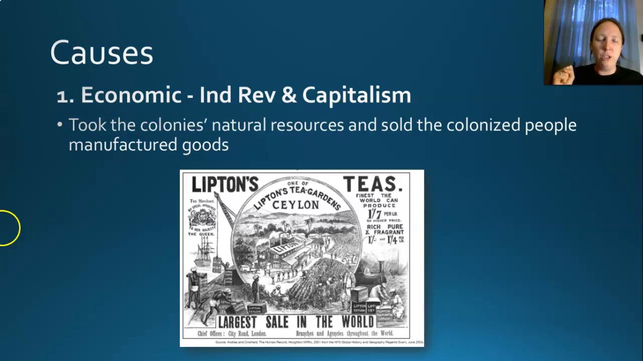But these European countries would take over colonies for access to their raw materials, also known as their natural resources. Then those natural resources would usually be shipped back to the mother country, where they would go into a factory or manufacturing setting and be turned into finished products. Then they would be shipped back to the colonized people, the people who lived in that colony, and that is who would be the built-in market for these products or the manufactured goods.